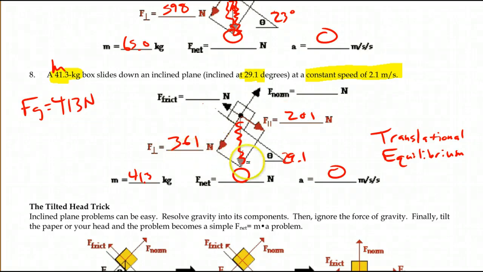Now, again, the net force has to add up to 0, so this force has to be counterbalanced by 361 newtons of normal force, and the 201 newtons of parallel force has to be counterbalanced by 201 newtons of friction to make this situation occur.